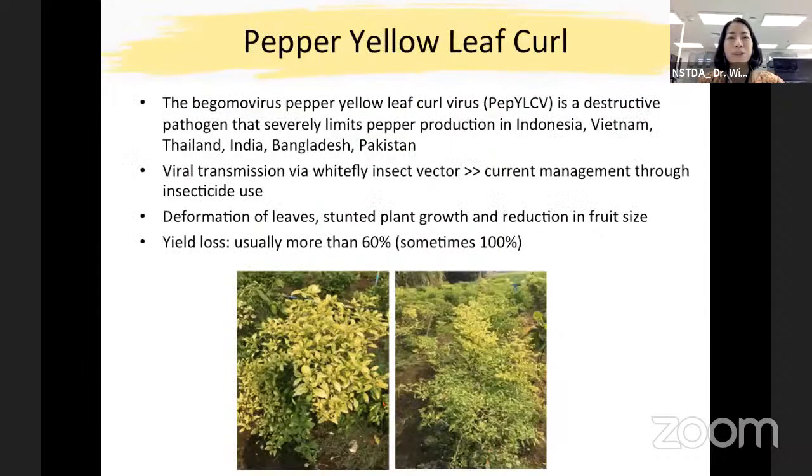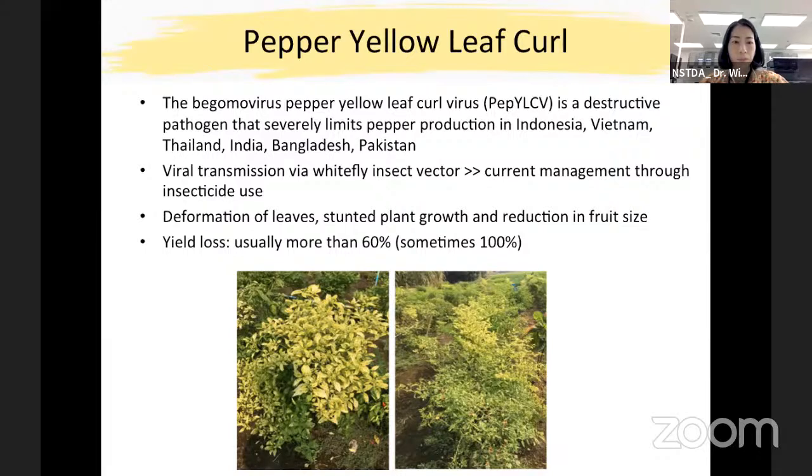As most of you are probably familiar with the pepper yellow leaf curl disease, it's caused by a virus, and it's a pretty serious disease in a way that it limits pepper production in most Southeast Asian countries. It's pretty bad in Thailand, as well as in Indonesia and Vietnam, and in South Asian countries as well, like India, Bangladesh, and Pakistan. The virus is transmitted via whitefly insect vectors, and that's why the current management is mostly through insecticide use, which is not very encouraging in a lot of countries. And as we all know, heavy pesticide use is bad for our health. And so we try to figure out a different way, looking for a resistant strain to use instead of the insecticide.